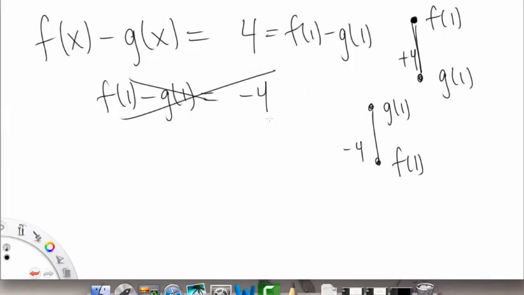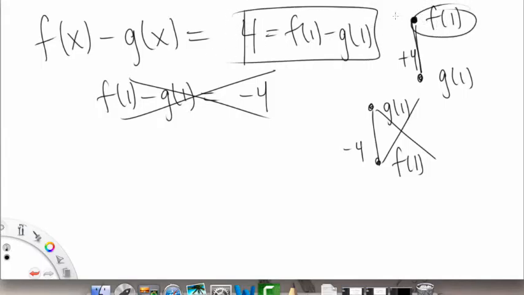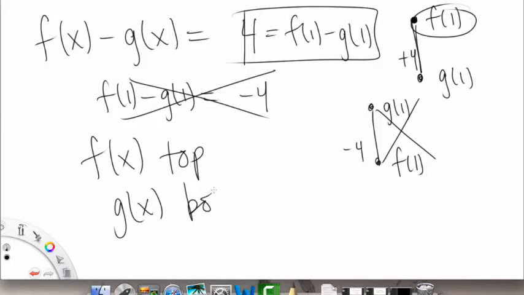Okay, but we didn't get this one. We got the positive version here. So that means that f of x is indeed our top function. Okay, so that means f of x is the upper function, so that's our top one, and g of x is our bottom function, the lower one. Okay, all right. So now that we've determined that, let's continue on with our problem.